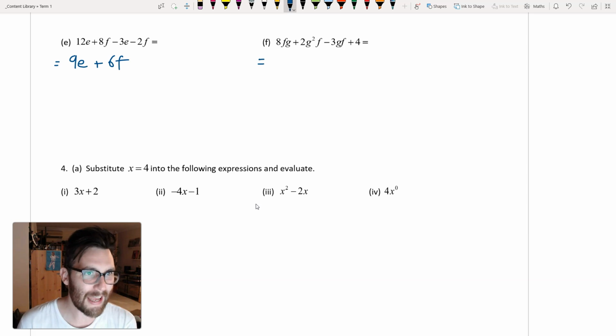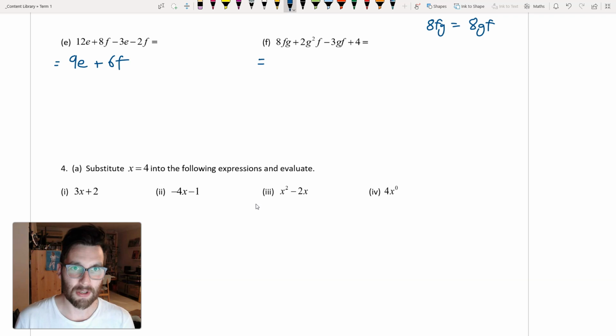So we've got 8fg, and we're taking away, now these variables look a little different, but 8FG really just means the same as 8GF, because it's 8 times F times G is the same as 8 times G times F. So because of that, 8FG and negative 3GF are like terms. So I can say, well, 8FG take 3GF is going to be 5FG. You can write the variables in whatever order you like just there.